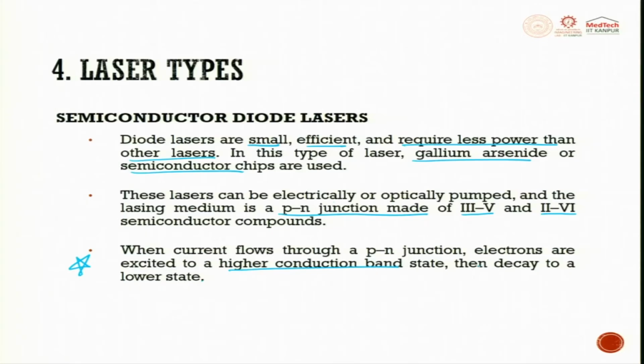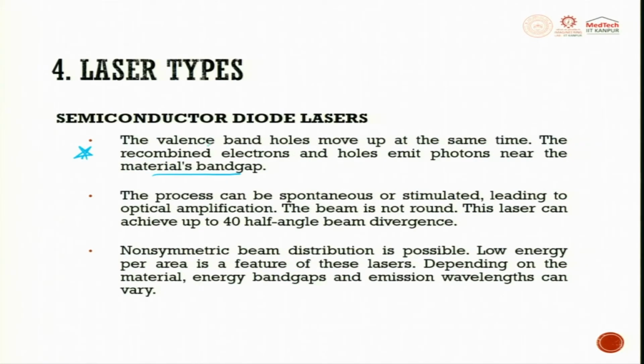state, then decay to a lower state. Next, the valence band holes make up at the same time. The recombined electrons and holes emit photons near the material band gap. The process can be spontaneous or stimulated, leading to an optical amplification.